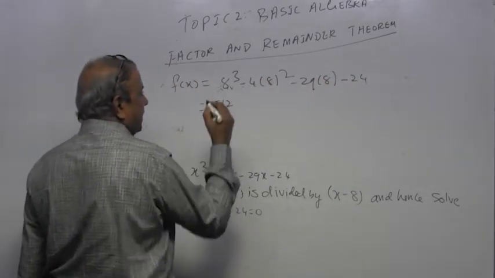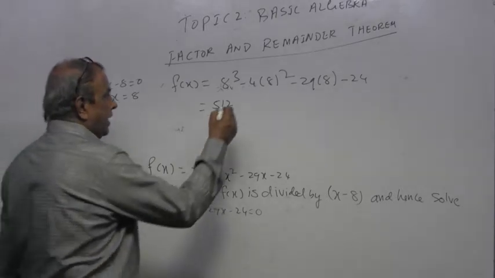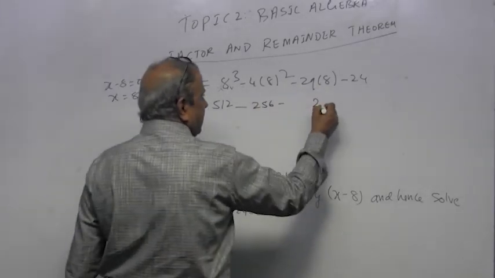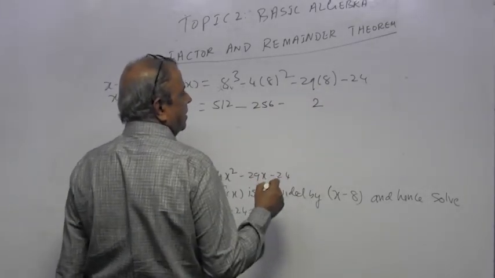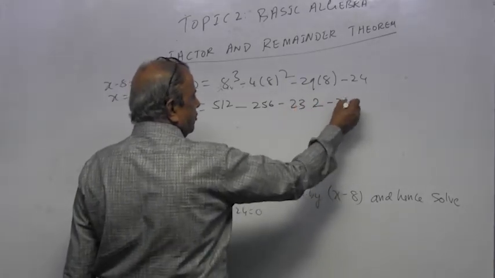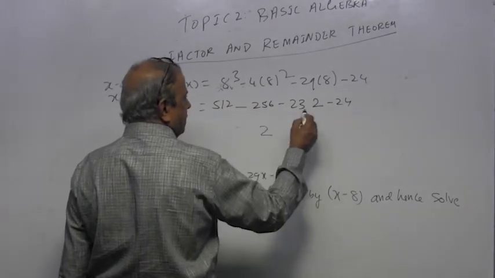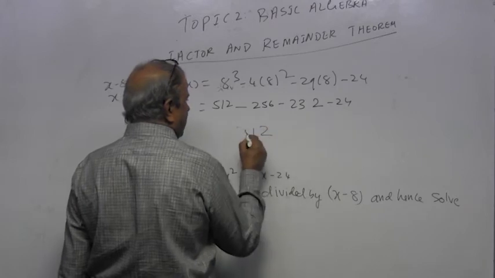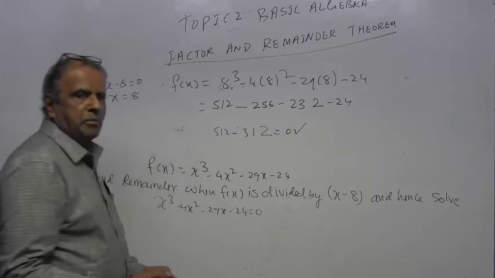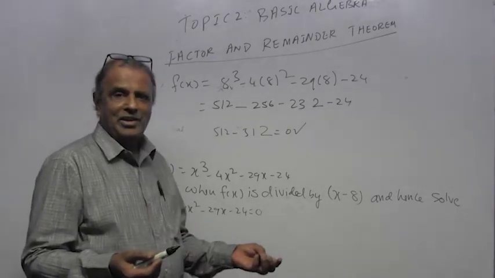8 cube is 512. 64 times 8, yeah. 8 squared is 64, 256. 8 nines are 72. 7, 16 plus 7, 232 minus 24. 4 plus 2, 6 plus 6, 12, 1. 2 plus 1, 3 plus 6 plus 11, 1, 5. 512 minus 512 is 0. The remainder is 0. If the remainder is 0, it's a factor.